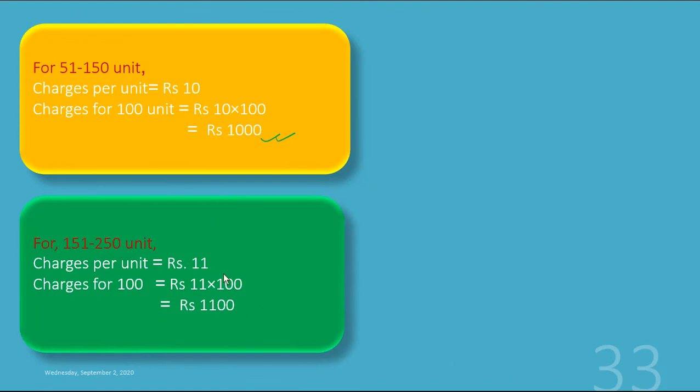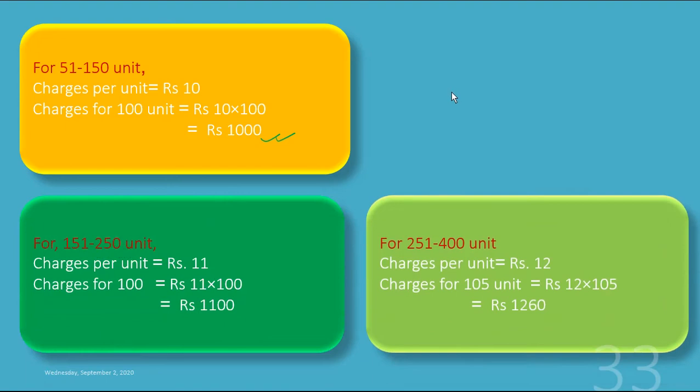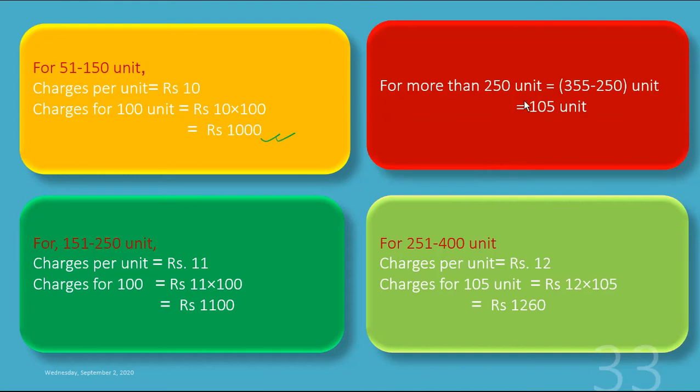And now 251 to 400 units. What are the remaining units? What is the total consumption? 355. More than 250 is 355 minus 250, which is 105. The rate for more than 250 units is 12. So 12 times 105 is 1260. Till now any problem?